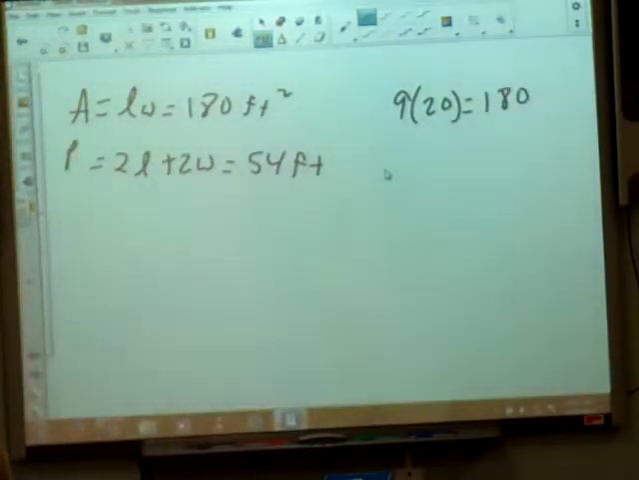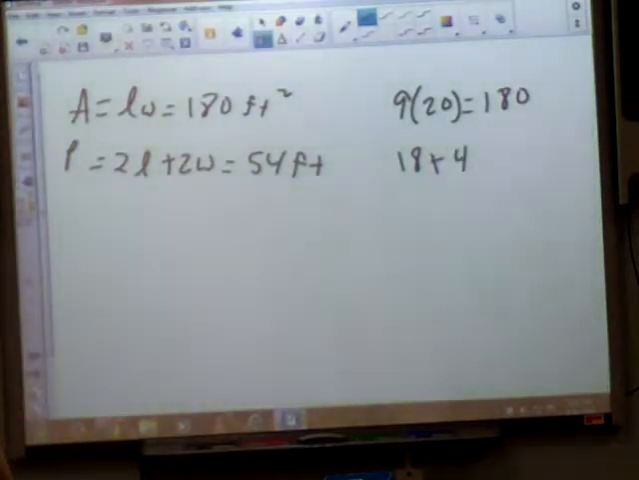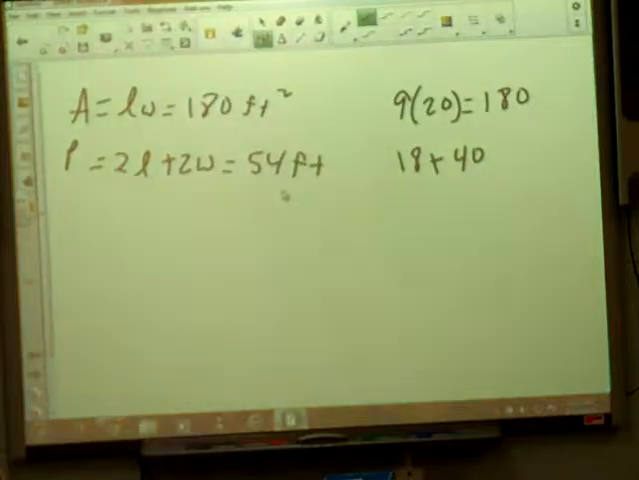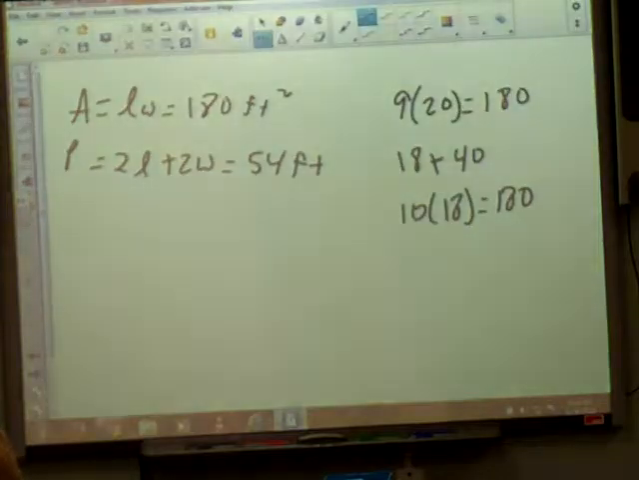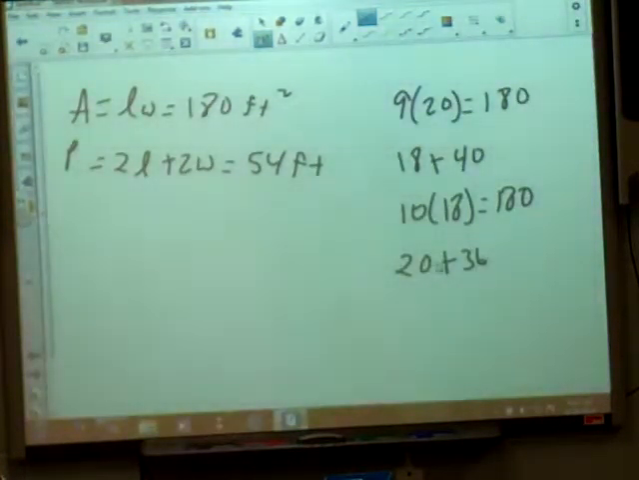But then if I do it here, 2 9s is 18, 2 20s is 40. That does not add to 54. That's 58, right? So 9 and 20 didn't work. Then I did the 10 by 18. 10 times 18 is 180. So I'm good on the area, but if I do the perimeter, 2 10s is 20, 2 18s is 36. I add that, I get 56, not 54. So 10 by 18 didn't work.